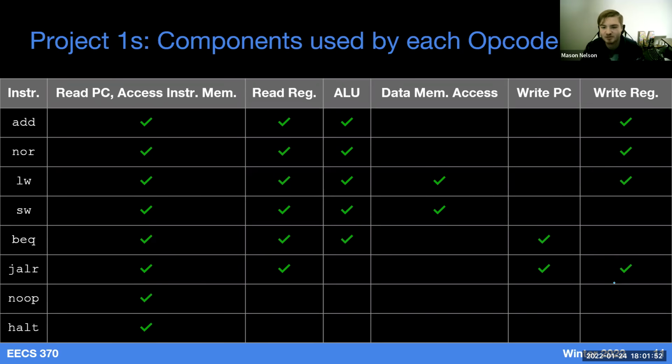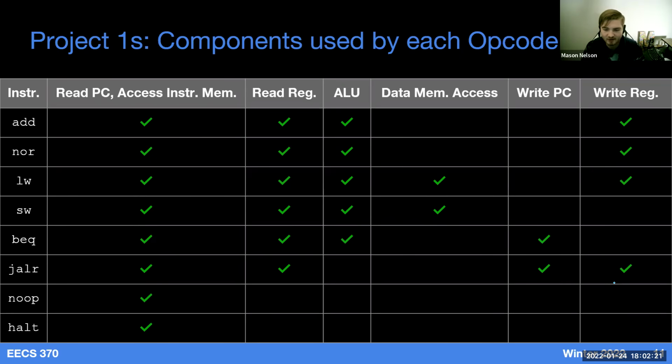But of course, after you read them, you will need to do those actual calculations. We have this thing up top called the ALU. We'll get more to that later, but that just means arithmetic and logic unit. So any sort of operators that you're going to be using in C, additions, comparisons, bitwise operators, all those are going to be used by some of add, nor, load, store, and BEQ.